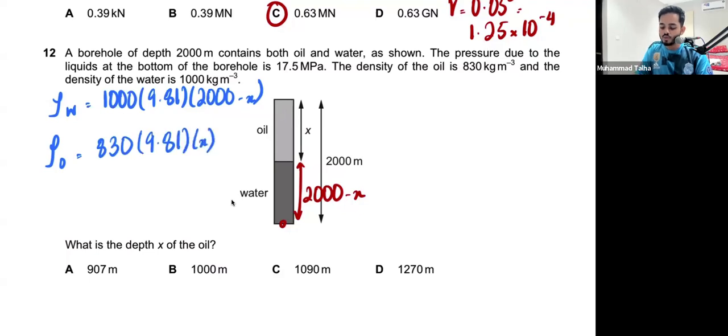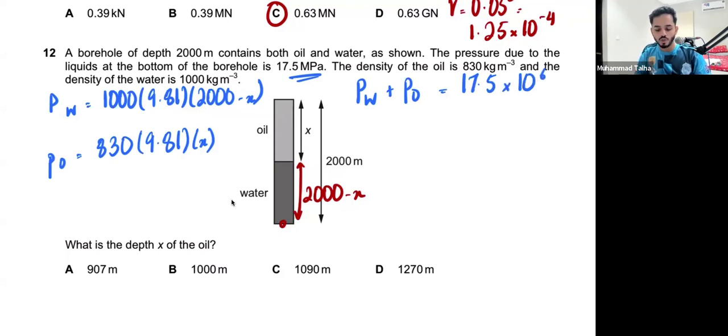And then I add both of these. Why did I make a rho here? It's supposed to be P. So their pressures should equal this value given. Mega is 10 to the 6. Then we just work this out.